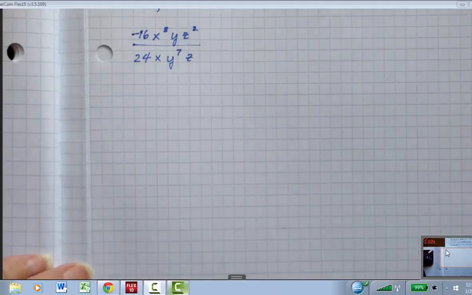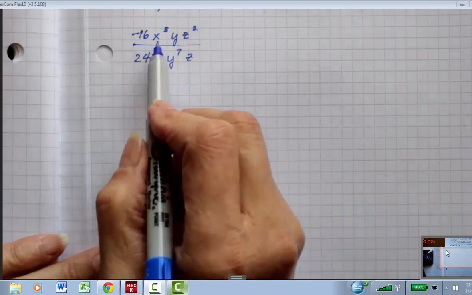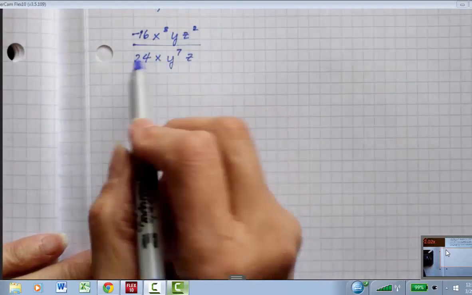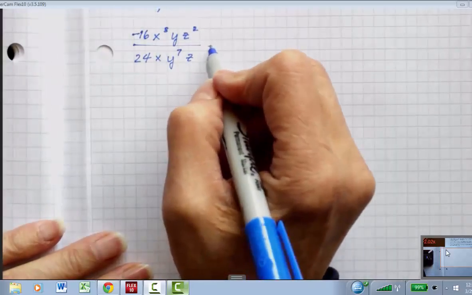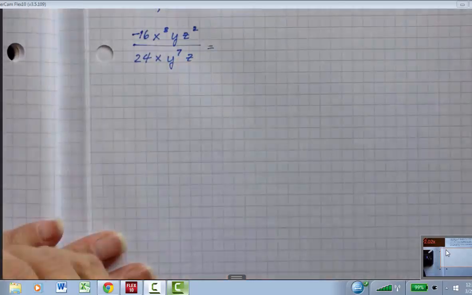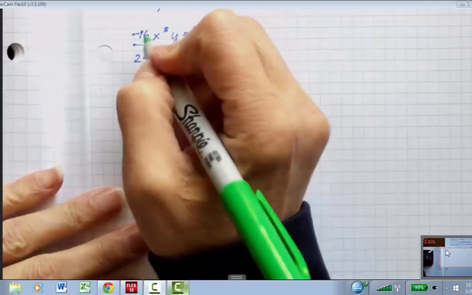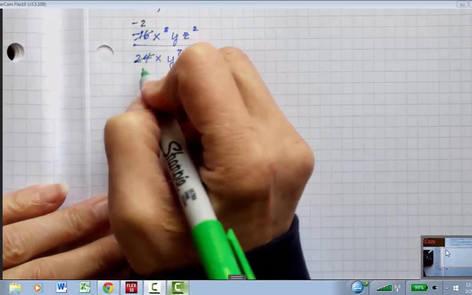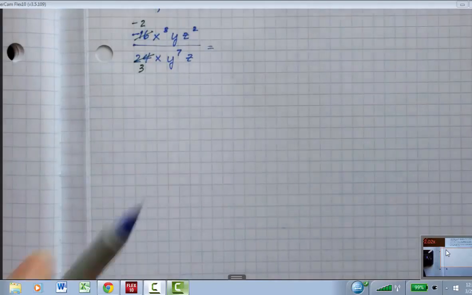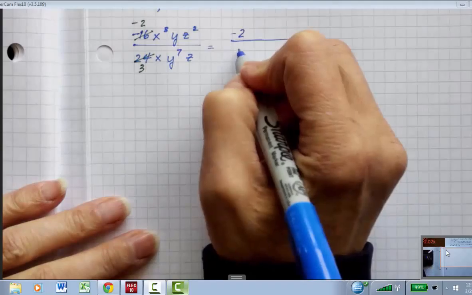In this particular problem, we're asked to simplify the expression, and we have negative 16x to the third y z to the second over 24x y to the seventh z. So the first thing I'm going to do is look at the numbers. I have negative 16 and 24, and I know there's a common factor in both, and that common factor is 8. So I can reduce 16 and make it negative 2, and I can reduce 24 dividing by 8 and make it 3. So now my new numbers are going to be negative 2 over 3.